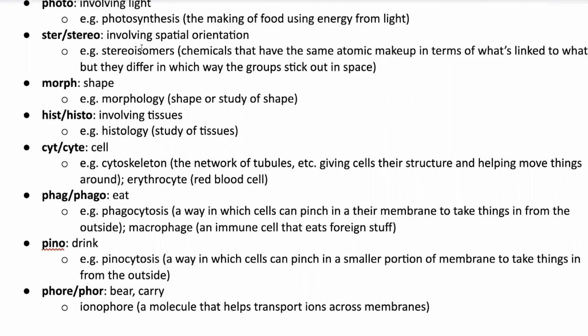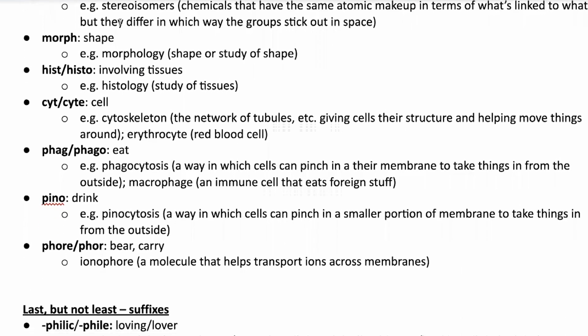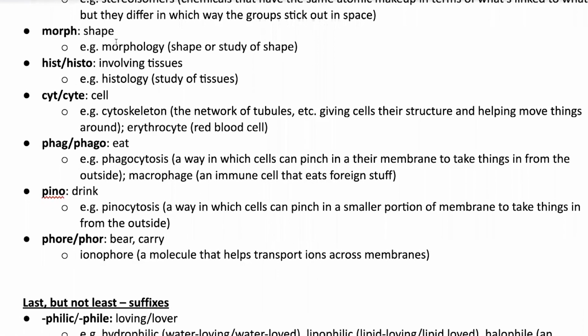And so here you see a couple of different things we've seen. So we have stereo and we have iso. Remember, iso was going to be similar or same. Okay, morph, shape. So morphology is going to be the shape, or it can be the study of shape because ology is going to be study.